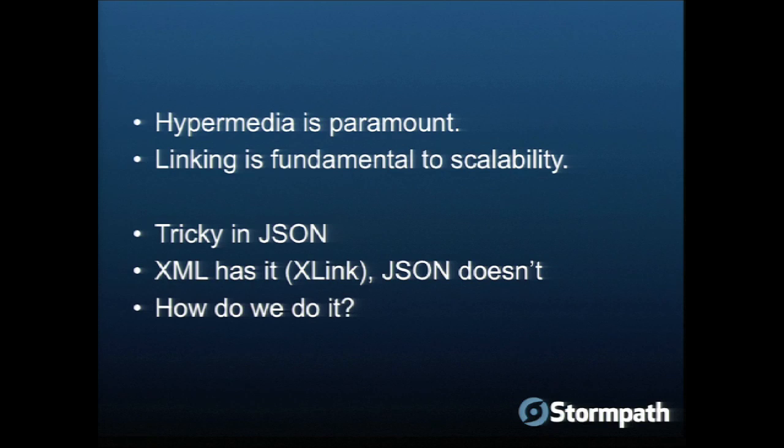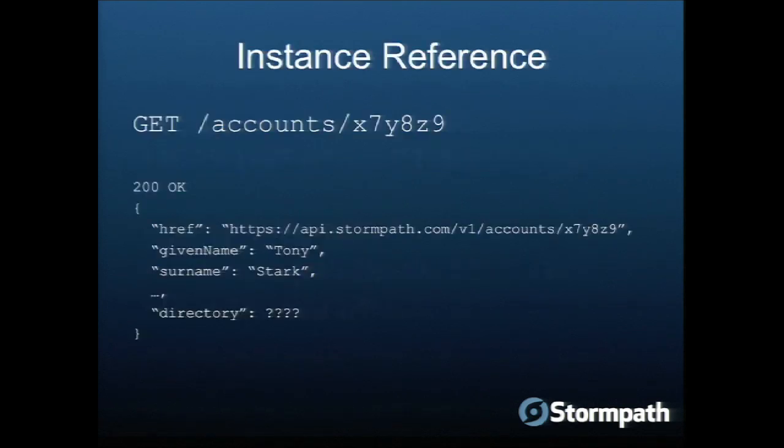But how do we do this? It's kind of tricky in JSON. XML already has this built into one of its specifications, a W3C standard called XLink that standardizes how references to other resources are encoded in XML. JSON has no such concept. Again, this is one of the things being heavily debated on the net right now. But because there's no standard for it, how should we do it?